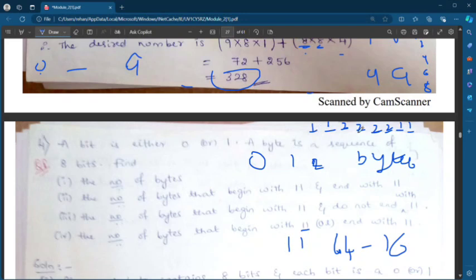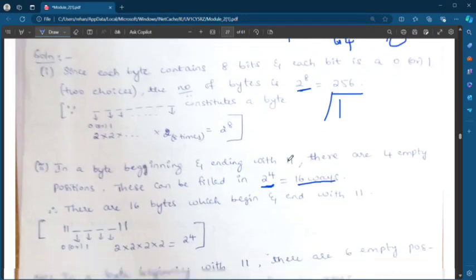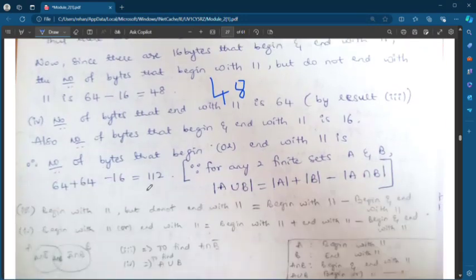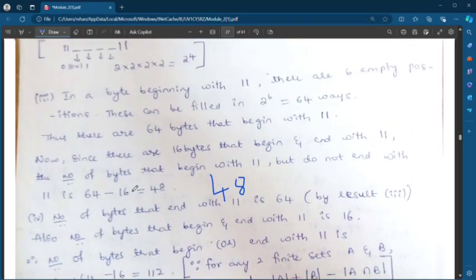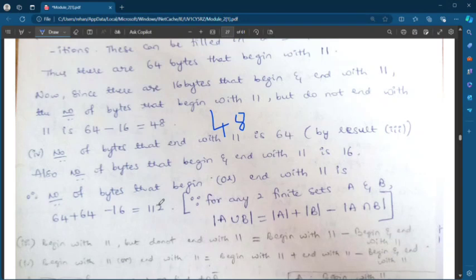If it is beginning with 1 1, this can be 2 and this can be also 2, right? Two ways I can fill, 0 or 1, 0 or 1. Only the beginning is fixed with 1 1. And if it has to end with 1 1, this I can write as two ways. So I have to just add that 64 plus 64. Now again one more thing: the number of bytes that end with 1 1 is 64, by result 3. Also the number of bytes that begin and end with 1 1 is 16.